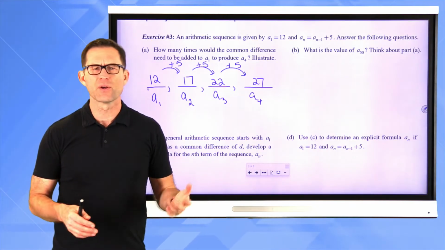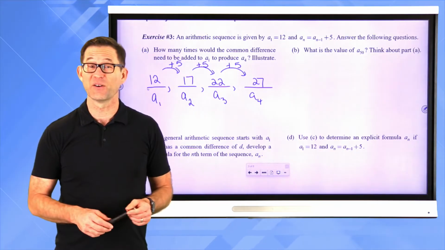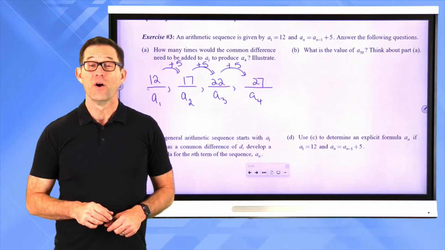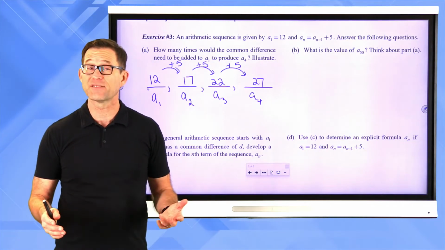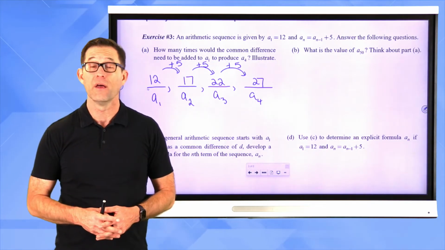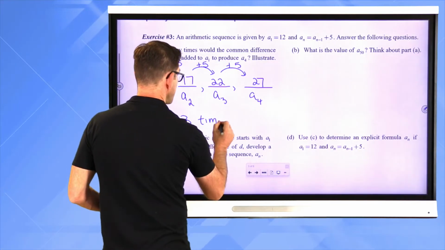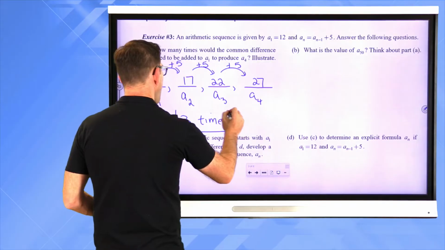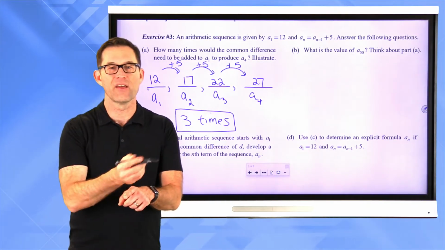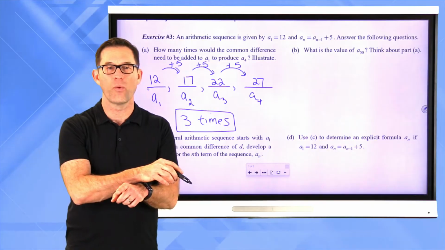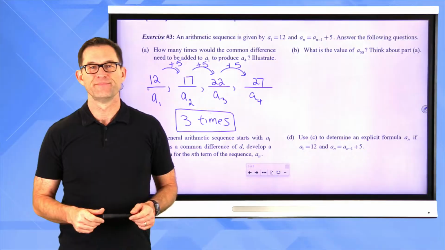Now, if for some reason we arbitrarily said the first element of a given sequence was a sub 0 instead of a sub 1, well, then we would have to add 5 4 times to get to a4. But that's just not what we do here, all right? So we have to add it 3 times. And that's because we start at a1, and then we add it once to get to a2, twice to get to a3, and 3 times to get to a4. Okay, now let's take a look at letter B.